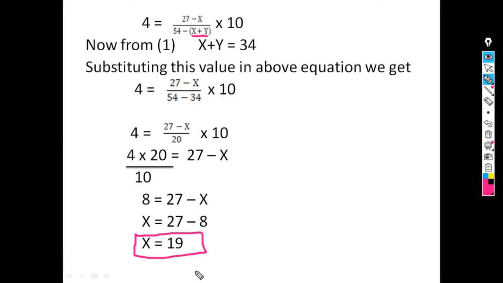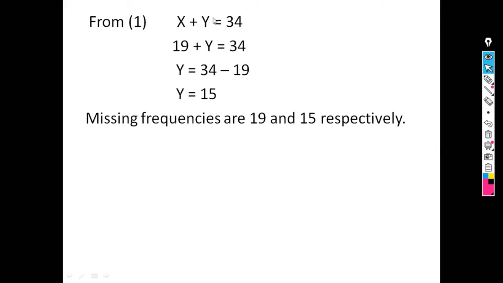And we have to calculate the value of x and y. From equation number 1, we know that x plus y is equal to 34, and here we got the value of x, that is 19. So just substitute the value of x in this equation and calculate the value of y. x plus y is equal to 34. 19 plus y, the value of x is 19, 19 plus y is equal to 34. So y is equal to 34 minus 19. Therefore y is equal to 15. So the missing frequencies are: the value of x is 19 and the value of y is 15.